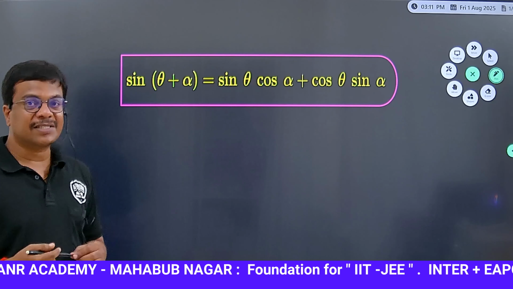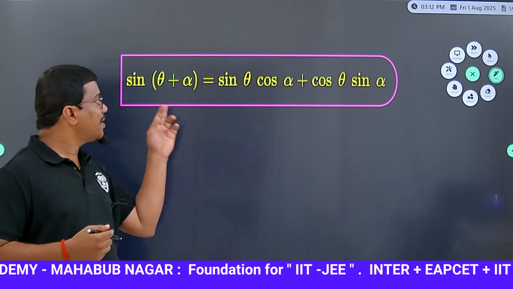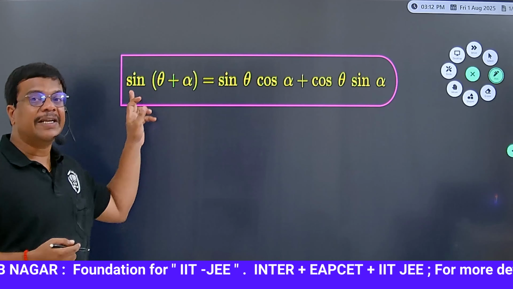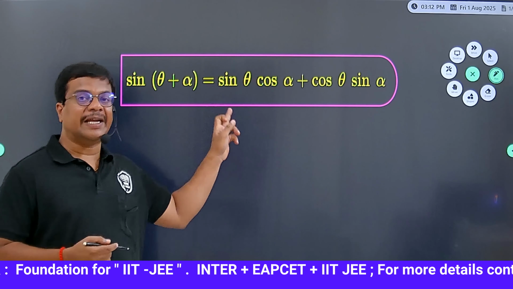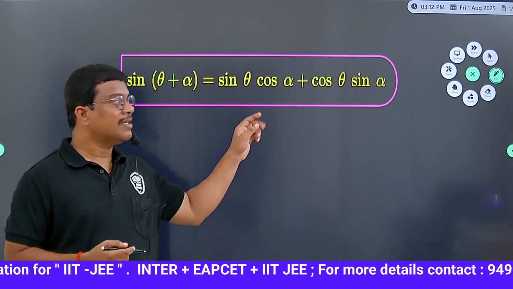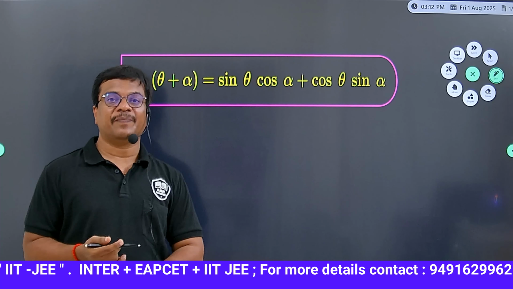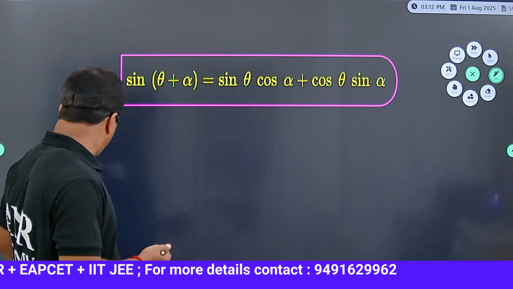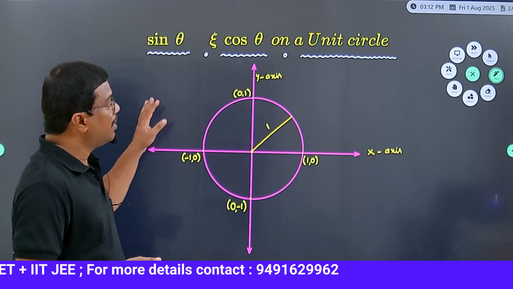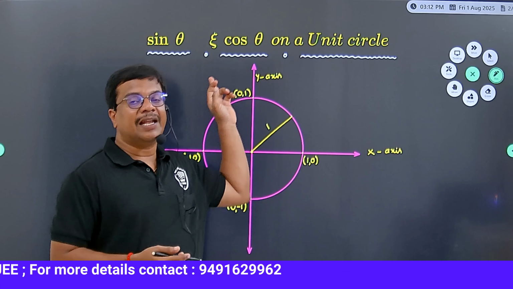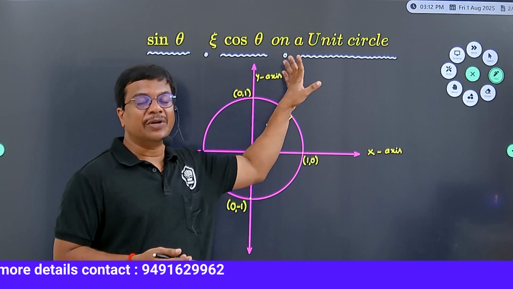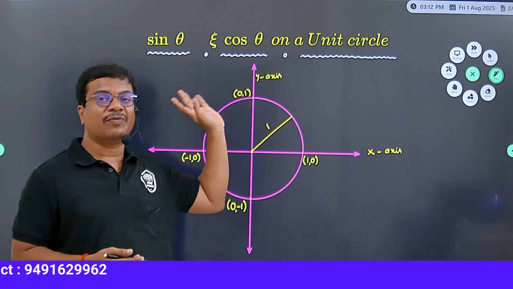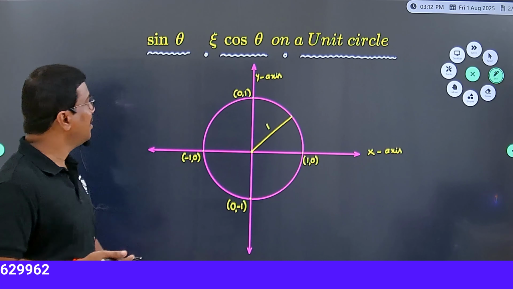Today we are going to discuss the proof of sine of theta plus alpha. We know that sine theta plus alpha equals sine theta cos alpha plus cos theta sin alpha. To prove this result, first we will discuss sine angle and cosine angle on a unit circle. After discussing this concept, we go for the proof of sine of theta plus alpha.